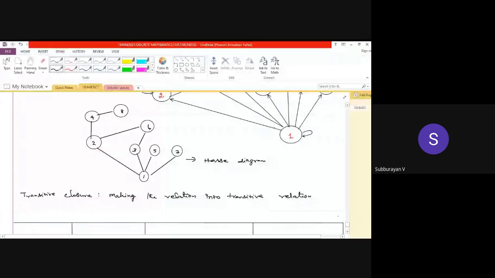Okay, let me start with one simple problem. Then we'll go for some others. See, the question is: find the transitive closure.